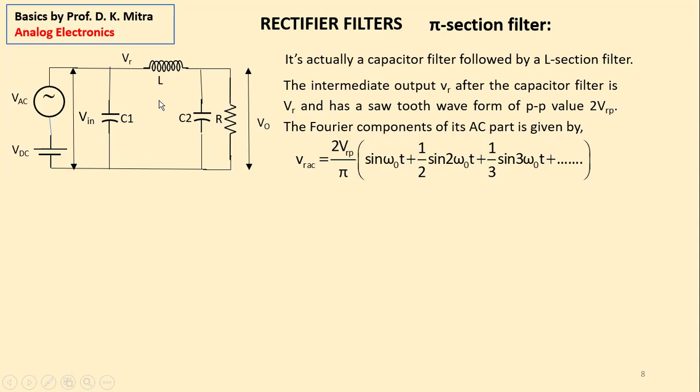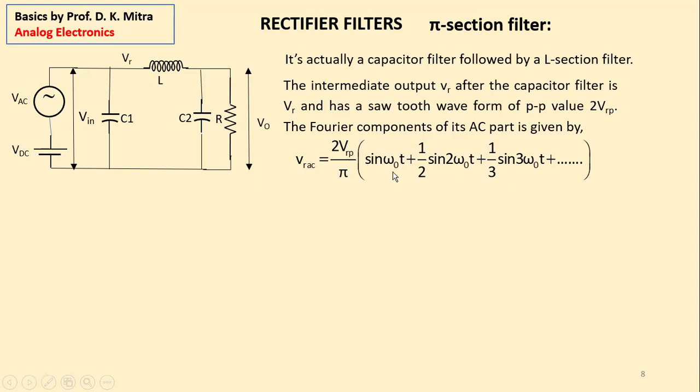And a sawtooth wave of peak-to-peak value 2 VRP, we consider. You remember the sawtooth, right? And if you find the Fourier components of a sawtooth wave, this is the equation. I am not deducing the Fourier components for you because it's a little lengthy, but this is the equation. Deduce it yourself, because deduction of Fourier components is not very difficult. Only you have to be patient and do integrations.